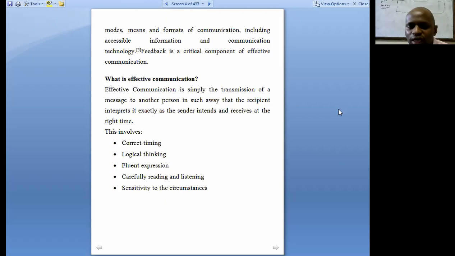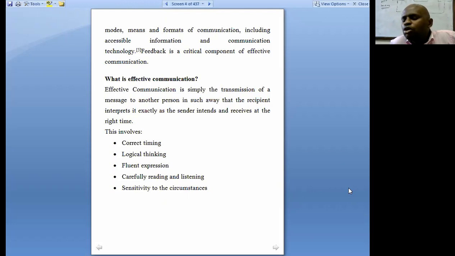Some of those issues that are very critical when you want to communicate effectively, number one is correct timing. So you must be able to correctly time it. At what time are you communicating the message? Sometimes when people are happy, you can't bring sad moments. So you must understand the exact time that you want to communicate.